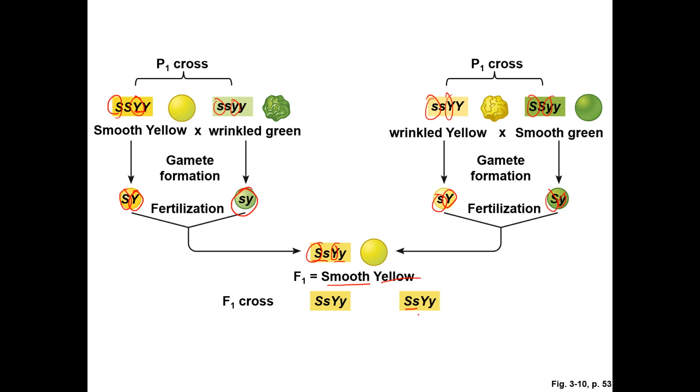you can only get big S, little s, big Y, little y. So if you notice that, look at that. You have big S, big Y, little y from this side, and over here you get big S, big Y, little y. But yet the parents looked entirely different. They were smooth yellow and wrinkled green, and then you had the opposites, wrinkled yellow and smooth green. But when you look at the possibilities for the cross of the first generation, they're identical.